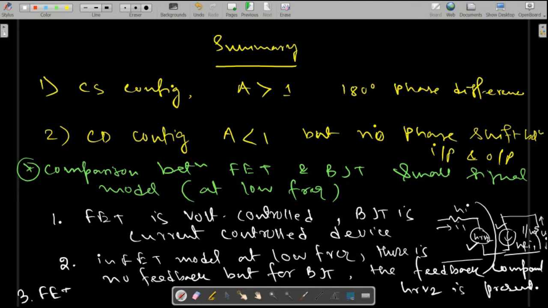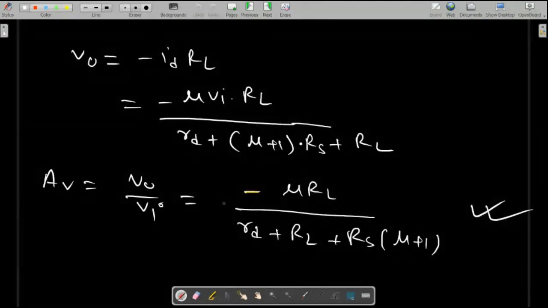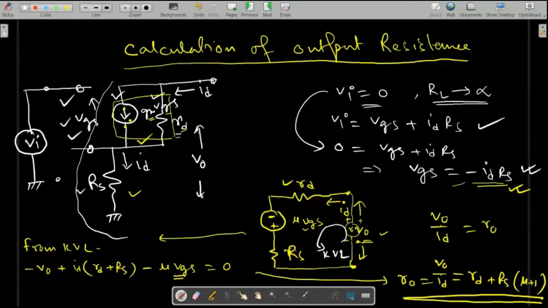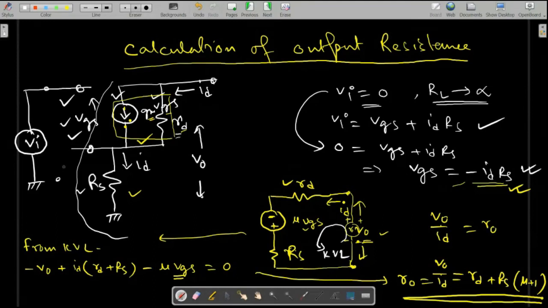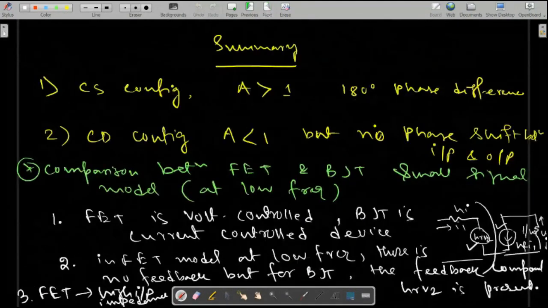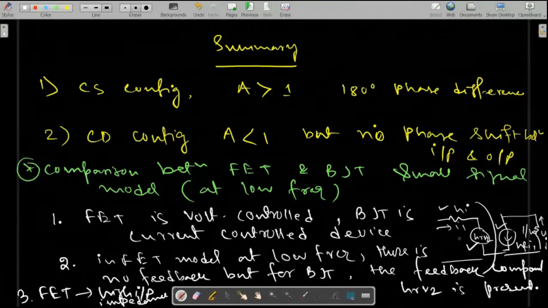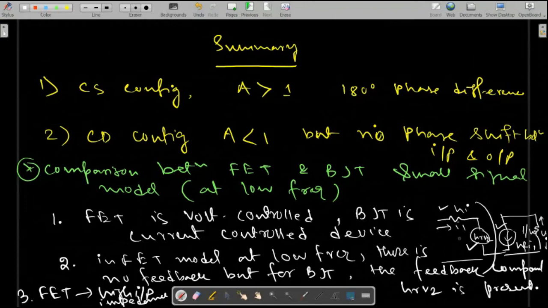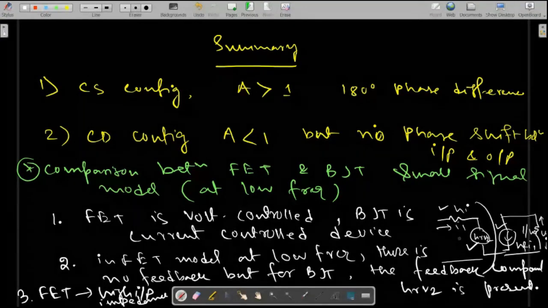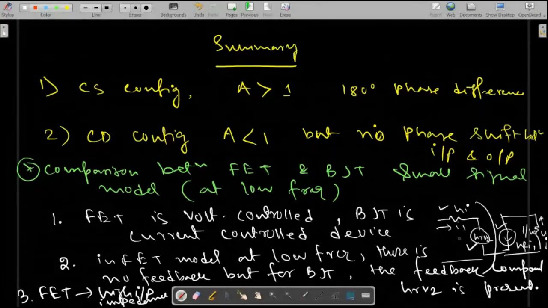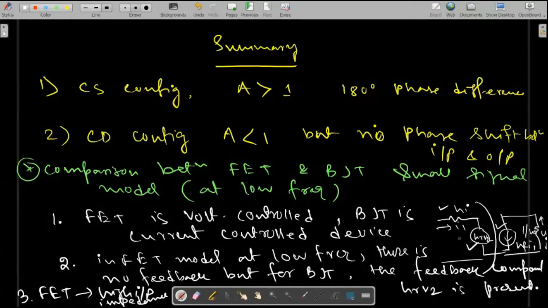And the third point you may add: the FET has very high input impedance compared to BJT. In the FET model, the input side is open. That means it has infinite input impedance in the model we are considering, but in reality it is finite, though quite large. Whereas for BJT, we have a resistance hi, roughly equal to hie for common emitter, which is typically 1 kilo ohm. It is not large enough. So the input impedance of FET is high, whereas for BJT in common emitter configuration the input impedance is typically hie. So that is the summary of the common source and common drain configurations.